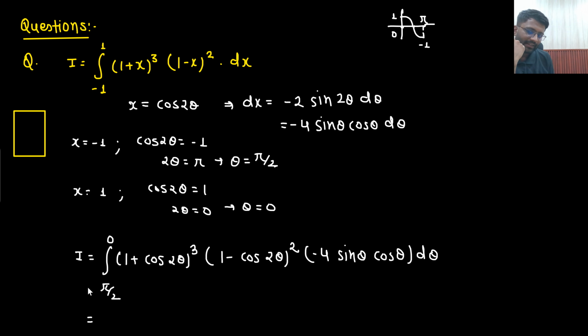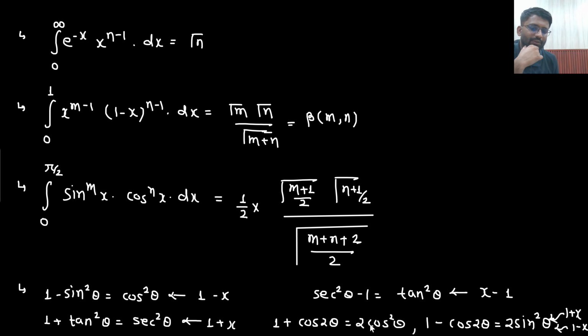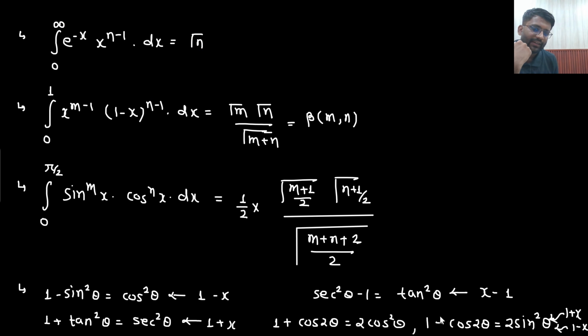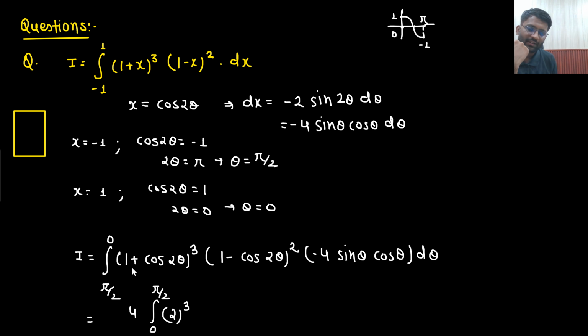Now if I take this minus sign outside, then the limit can be interchanged, no? So 4 is coming outside, 0 to pi by 2. What is 1 plus cos 2 theta? 1 plus cos 2 theta is nothing but 2 cos square theta, right? So 2 to the power 3 will come outside, and cos square theta to the power 3 will become cos to the power 6 theta.